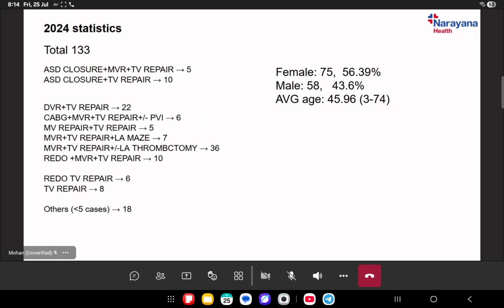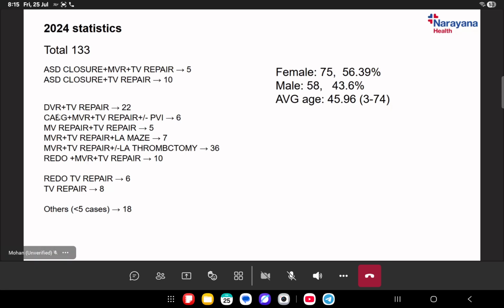And then coming towards our experience in NH, I'm going to 2024 statistics. Total tricuspid valve surgeries were around 133 with ASD closure plus MVR plus TVR. Around 5 were ASD closure plus tricuspid valve repair, and around 10 were congenital, which is flow related. And then coming to the secondary TRs.